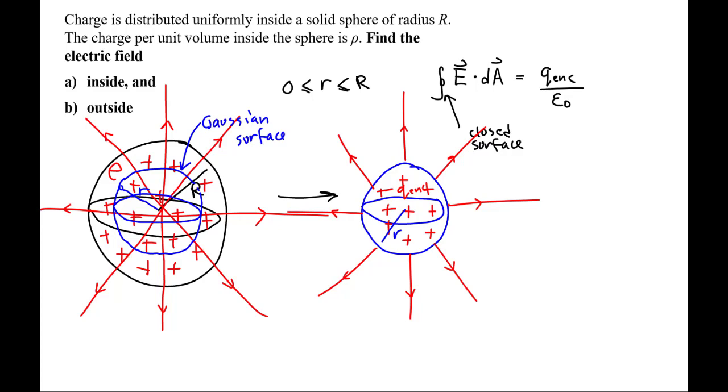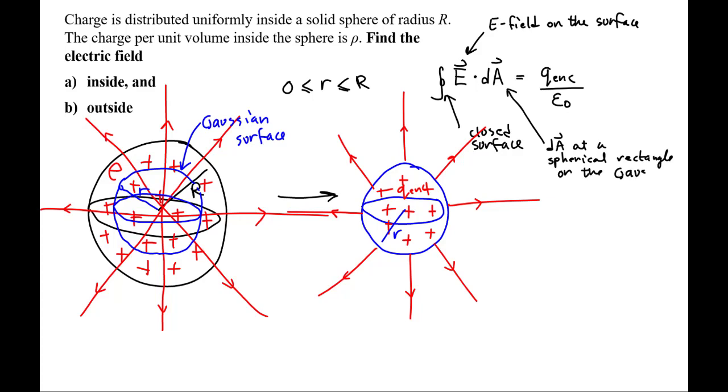So let's look at the pieces of Gauss's law. We have the electric field, and this is going to be the electric field on the surface. The surface has a total area of A. So this is the area differential at a spherical rectangle on the surface. And again, this is on the Gaussian surface. Here is the amount of charge that is inside our surface. And I want to emphasize the word inside, or enclosed by the surface.